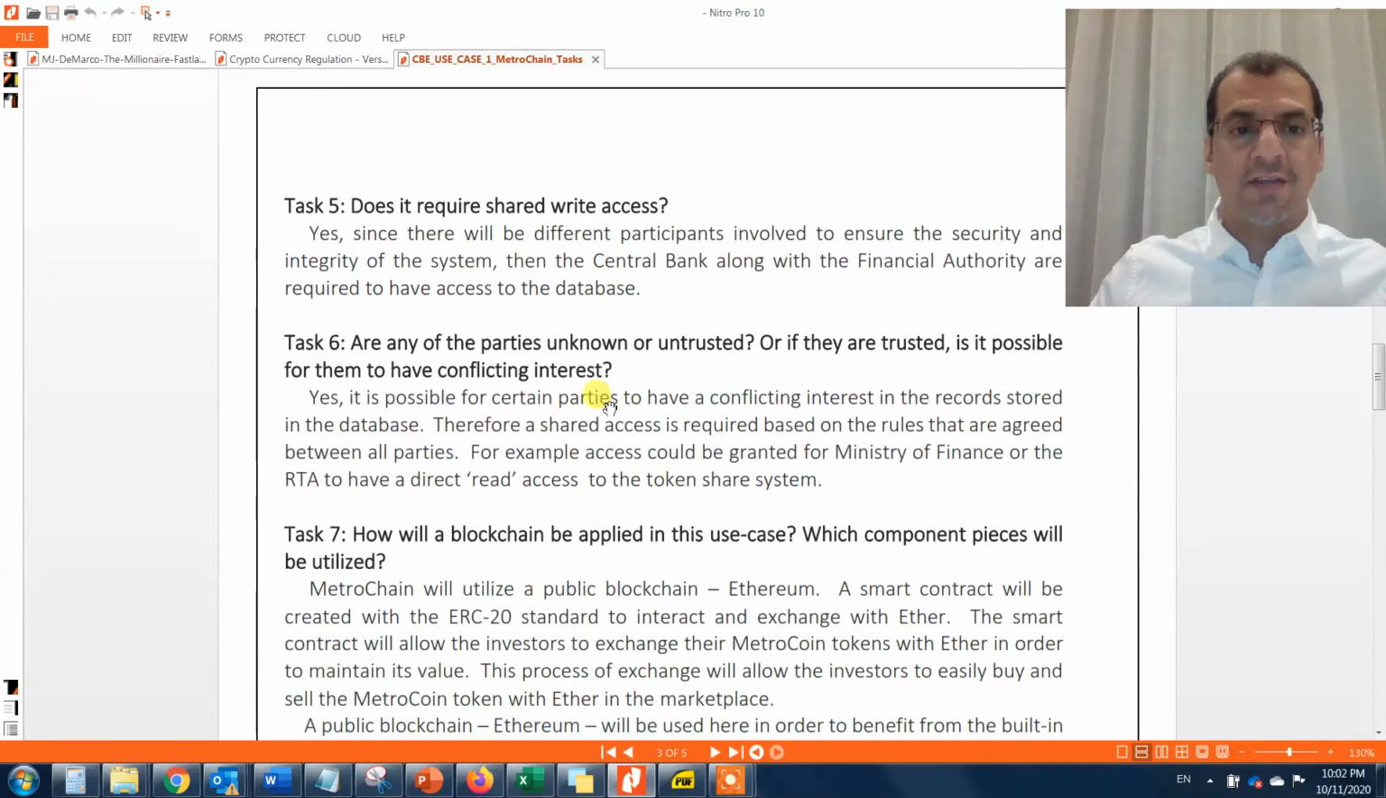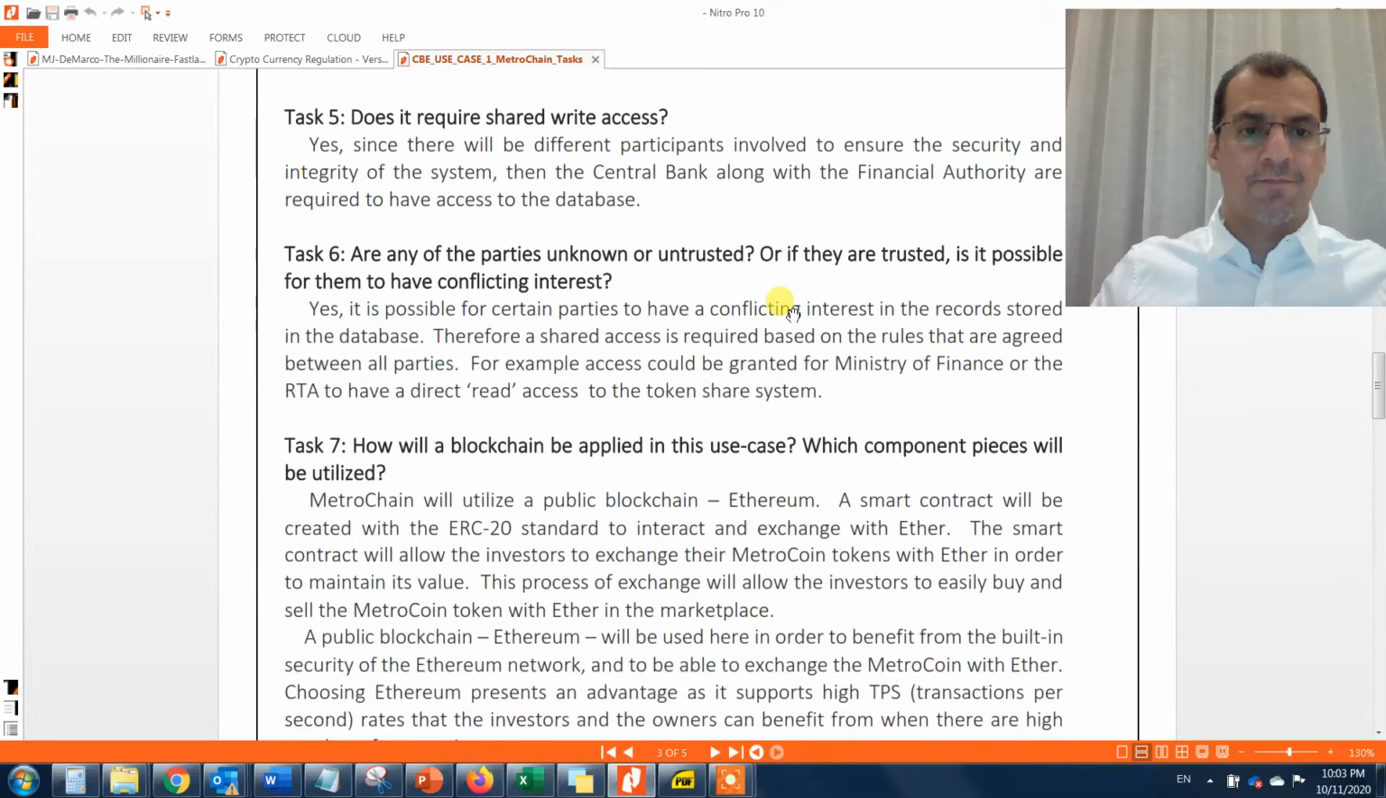Does it require shared write access? Yes, since there will be different participants involved in ensuring the security and integrity of the system, the central bank along with the financial authority are required to have access to the database, right? Are any of the parties unknown or untrusted, or, if they are trusted, is it possible for them to have a conflicting interest? Yes, it is possible for certain parties to have a conflicting interest in the records stored in the database. Therefore, shared access is required to account for the rules that are agreed upon between all parties. For example, access can be granted for the Ministry of Finance or the RTA to have direct read access to the token share system.